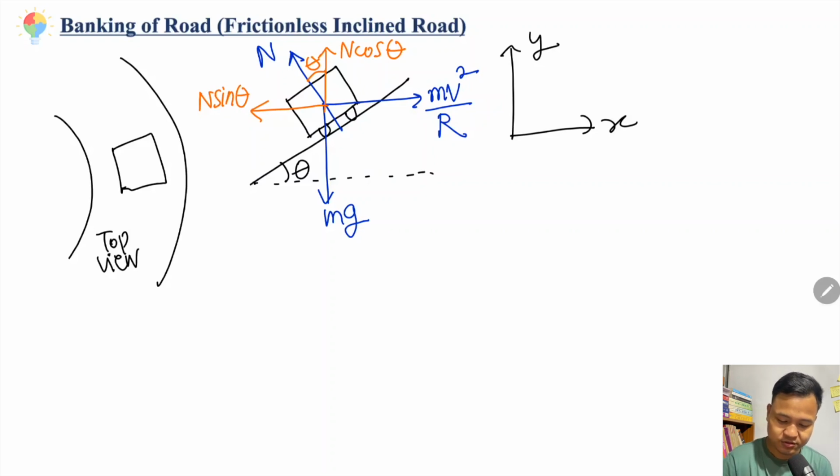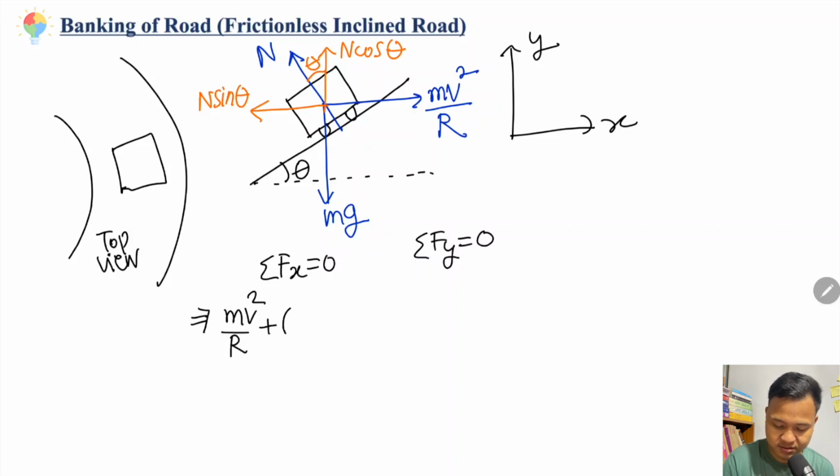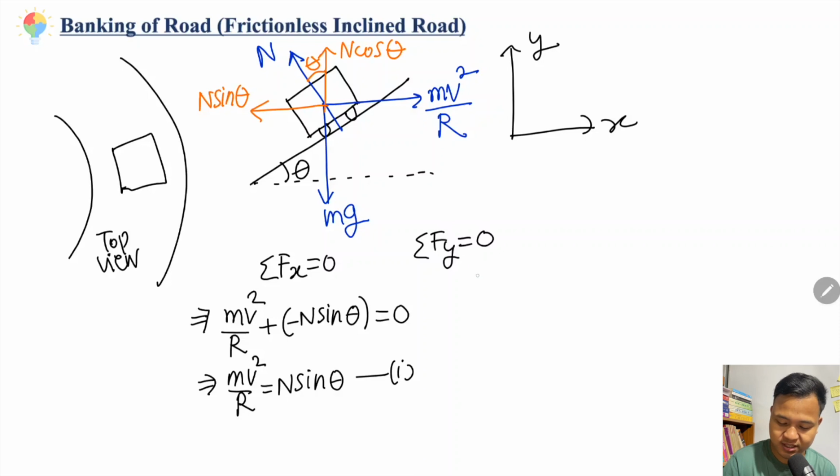Okay, so the motion is along x and y. Along the vertical the net force is 0, and along the horizontal also the net force is 0. Okay, the motion is into the plane. So fx equals to 0 and fy equals to 0. Okay, along x we have mv square divided by r minus n sine theta equals to 0. So mv square divided by r equals to n sine theta. Okay, equation 1.